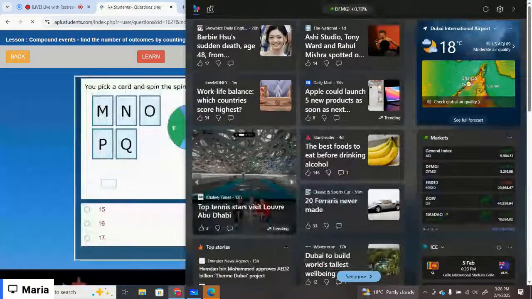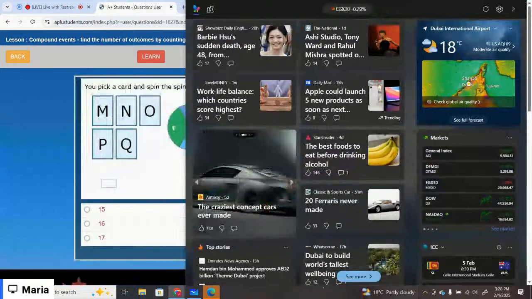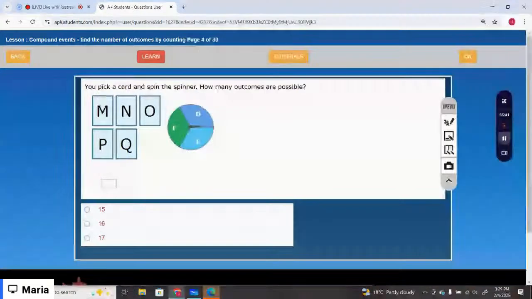Okay, spinner. How many options? That is 3 times 5, that is 15. Option number 1 is the correct option.